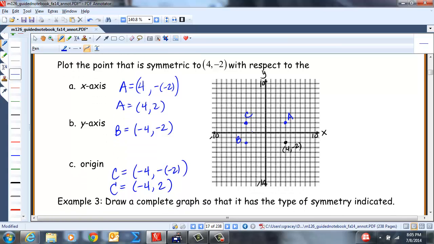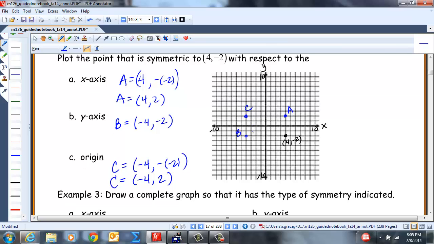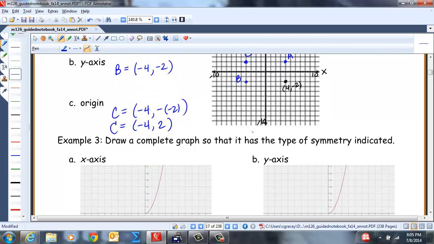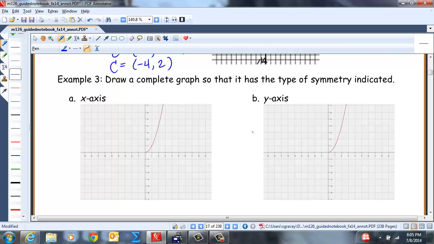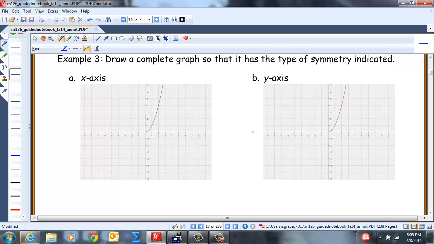Okay, so now that was just dealing with the 3 situations with a single ordered pair. So now let's do separate graphs, and we're going to draw the complete graph so it has the type of symmetry indicated. So why don't you guys try to do this one on your own. Go ahead and pause the movie and check it out. Okay, let's see how you did.